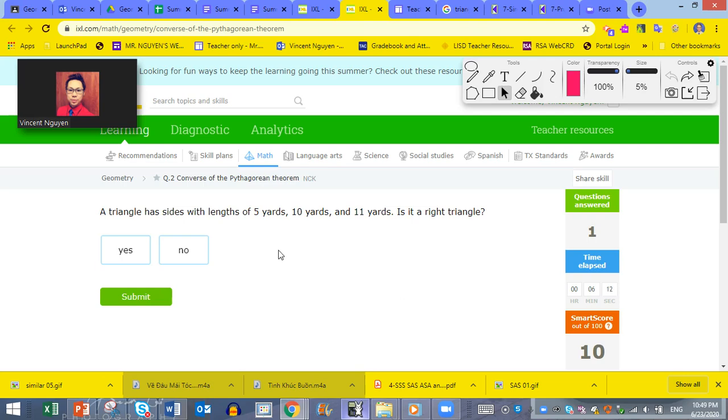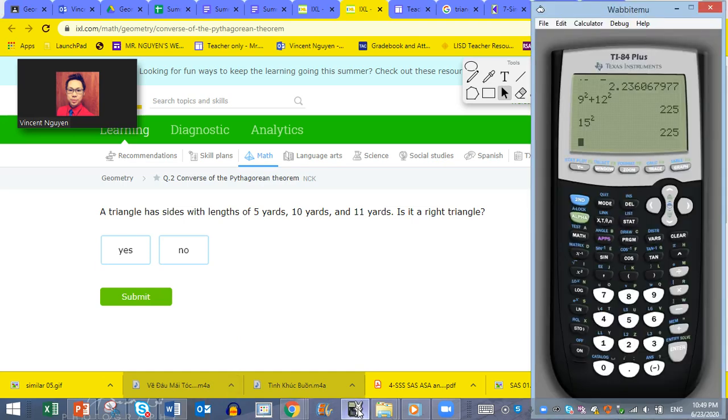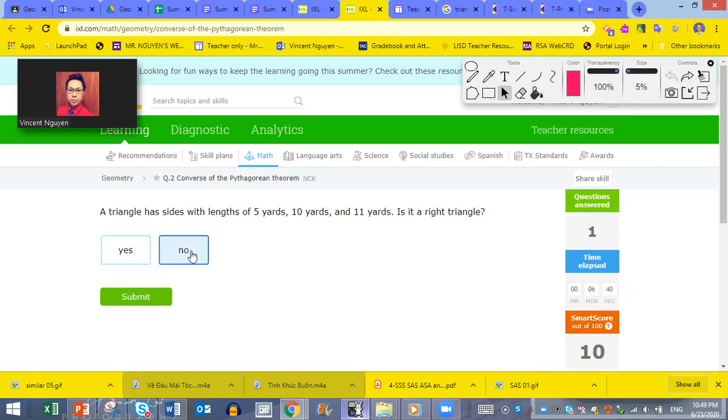Okay, so again, we're going to do this. Use your calculator. Our calculator is going to be really fast. So 5 squared plus 10 squared, and that's going to give us 125, and then we'll do 11 squared. Now 11 squared is only 121. If you can do this math in your head, you don't need a calculator. 125 and 121 are obviously not equal to each other, so we're going to say no in this case.